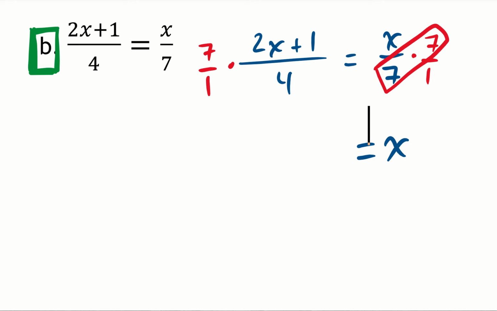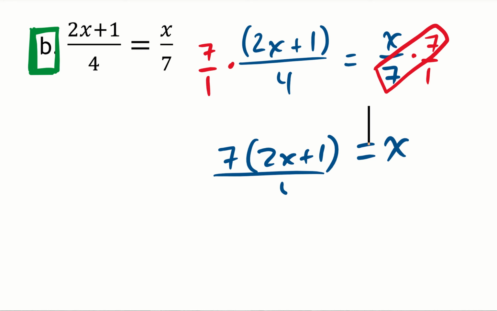Over on the left-hand side, I do have something a little bit more complicated, right? I need to multiply 7 times the quantity of 2x plus 1. So 7 times the quantity of 2x plus 1. And this is still all over 4.